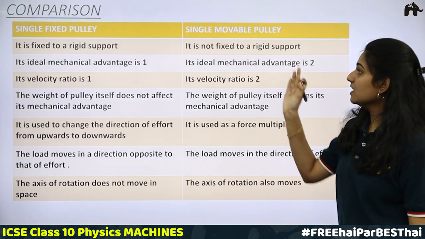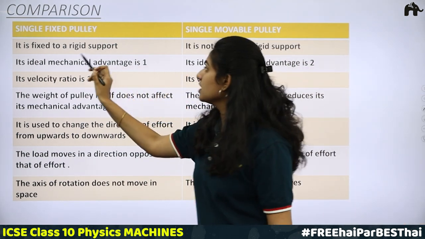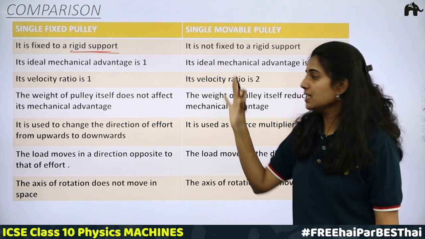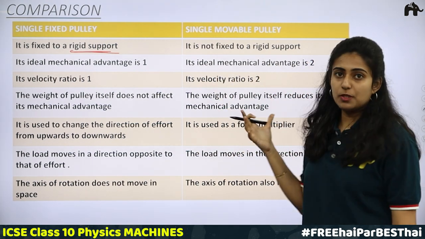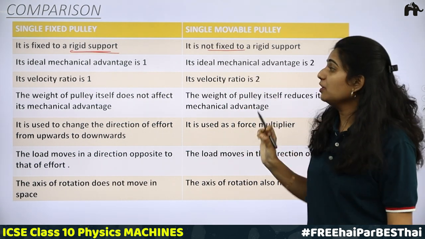Let us now compare the single fixed pulley and single movable pulley. First point is, it is fixed to a rigid support. The axle, we said, is fixed to a rigid support in case of a single fixed pulley. What about single movable pulley? It is not fixed to a rigid support. What is fixed is just the end of a rope.